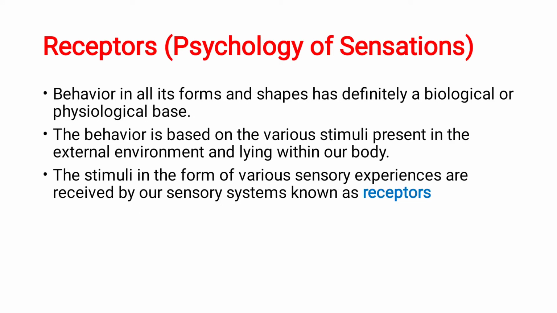So the receptors, the psychology of sensation. Here behavior is determined by how you are perceiving the senses. Any stimuli will be entering into your body through your sense organs. When the stimuli has entered into your body through the sense organs, the various sensory experiences will be perceived by our brain. The stimuli in the form of various sensory experiences are received by our various sensory systems like eyes, skin, ears and so on. So these are all called receptors.